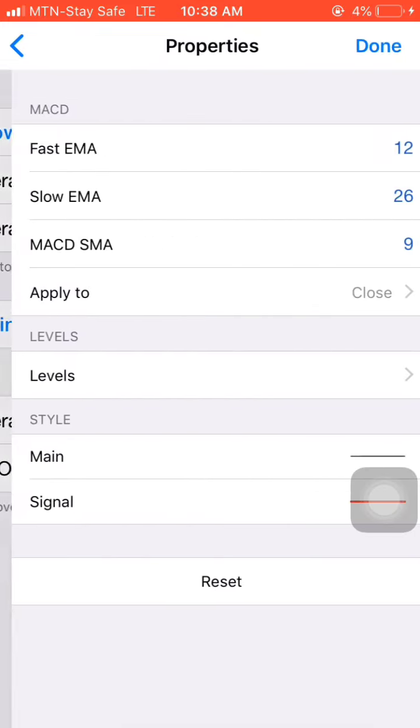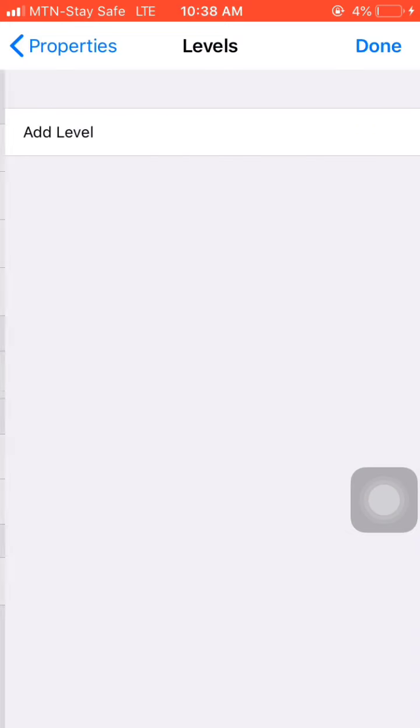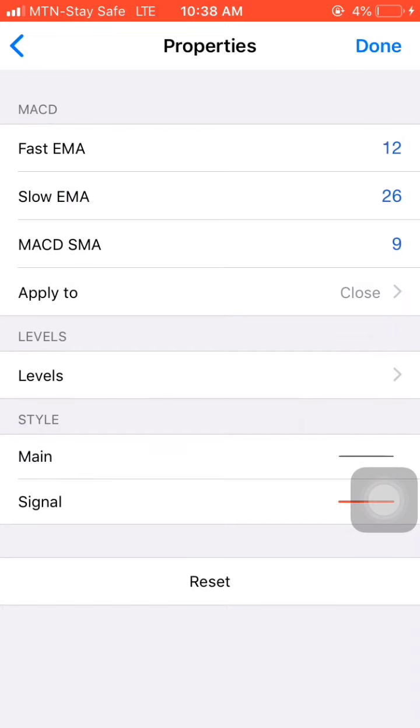Then you go and add the first one on the indicator window, which is the MACD. The fast EMA is 12, slow is 26, MACD SMA is 9, apply to close. There are no levels. The main style is black. I use black, you can use any color, and for the signal line I used red. And you don't click on done.